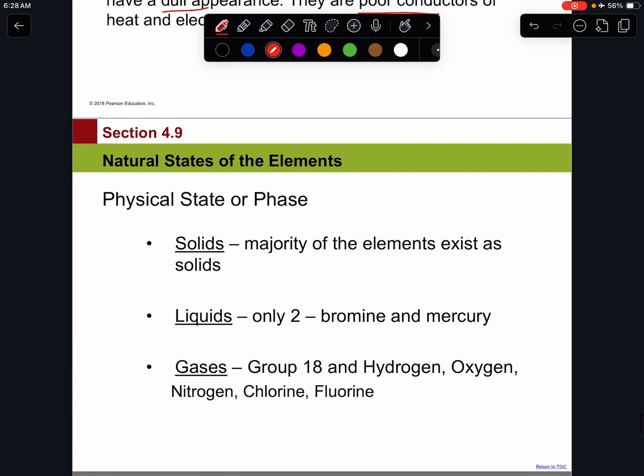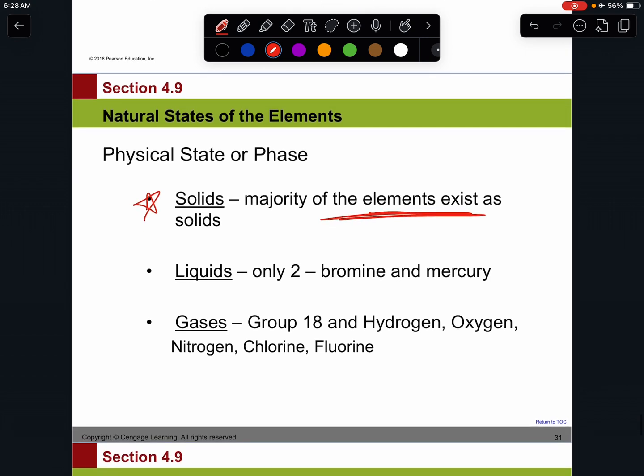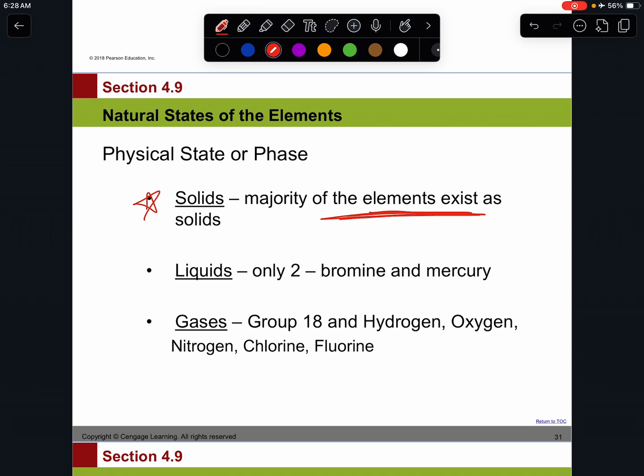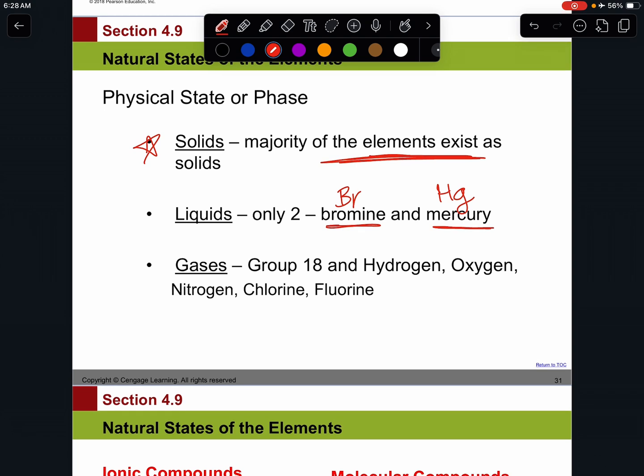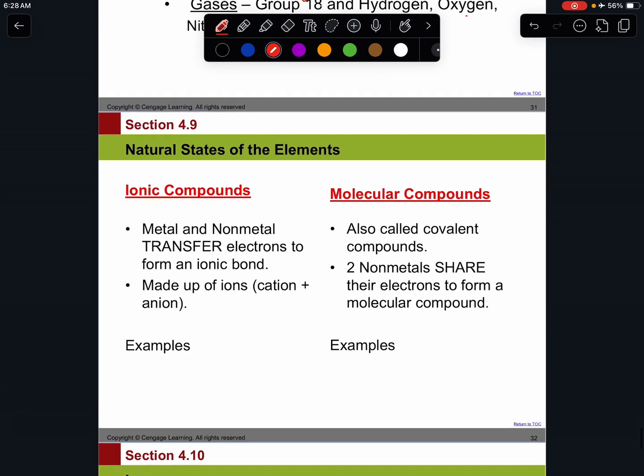All right, so we are going to continue on. We're almost done here. Thanks for sticking with me. I told you that most of the elements in the periodic table are solids because most of them are metals. There's only 2 liquids at room temperature. Room temperature is about 70 degrees Fahrenheit, 25 degrees Celsius. Bromine and mercury. Mercury is Hg, so bromine is Br. So those are the only 2 liquids at room temperature. And then gases is group 18. We call that the noble gases, and hydrogen, oxygen, nitrogen, chlorine, and fluorine. Okay? You don't have to memorize those. Just knowing most things are solids is important.